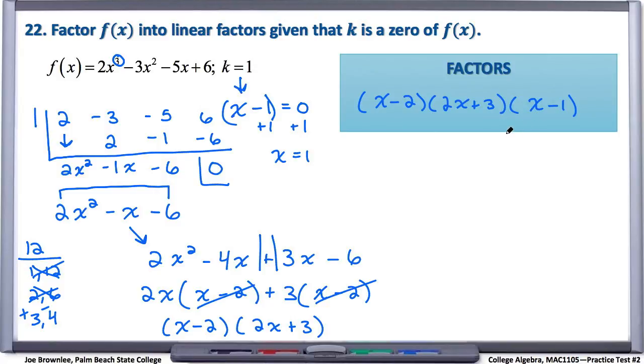And I didn't mention this in the previous video, and I should have, but a way that you can check yourself to make sure that your factors are correct is simply to multiply these three factors together. When you do that, you should end up back at the original f of x. So when you multiply all three of these factors together, you do indeed get the original function, and that's a way that you can test yourself. If when you multiply your factors together you do not get what you started with, then something happened in your factoring. All right, so number 22, there are our three factors: x minus 2, 2x plus 3, and x minus 1.